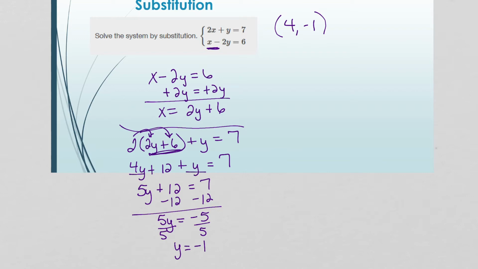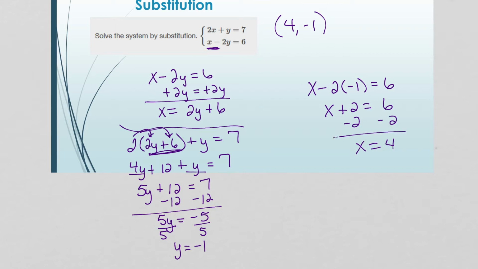Okay, so now we would take this information and we would put it into one of our original equations. It does not matter which one. I'm going to put it in the second one. All right, so I've got x minus 2 times negative 1 equals 6. x plus 2 equals 6. Subtract 2. x is equal to 4. Look at that. Okay, so we still got the exact same answer.